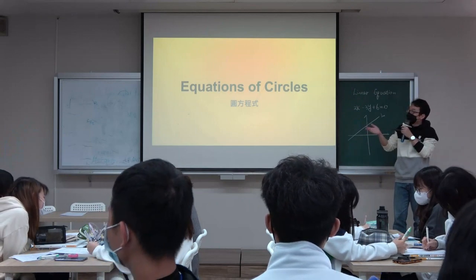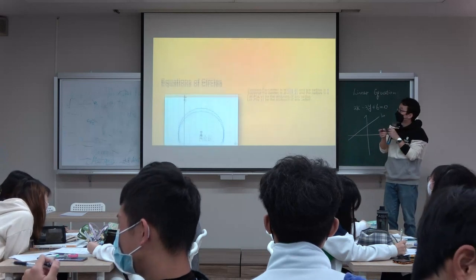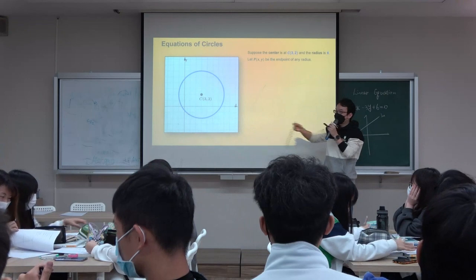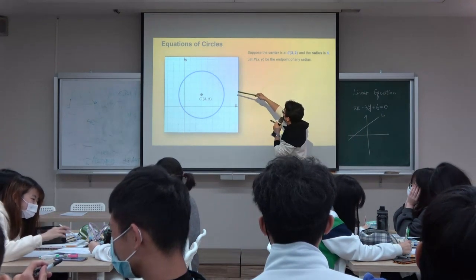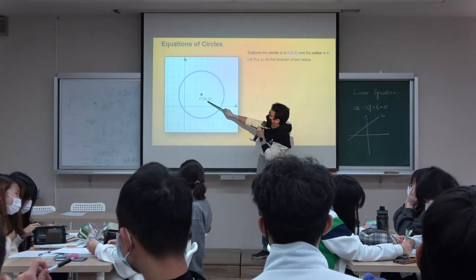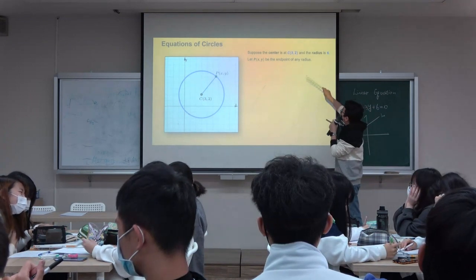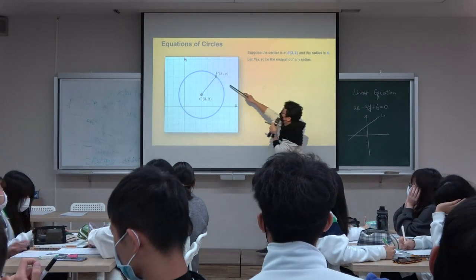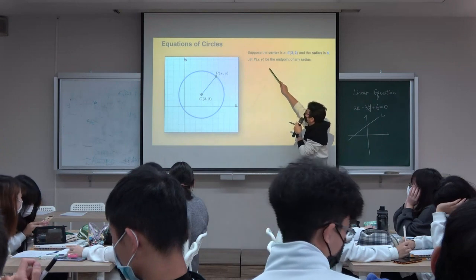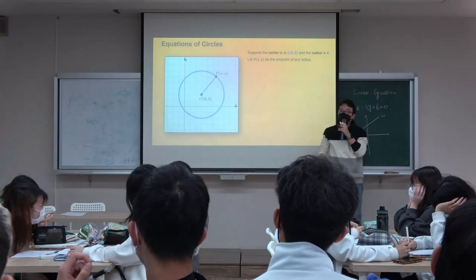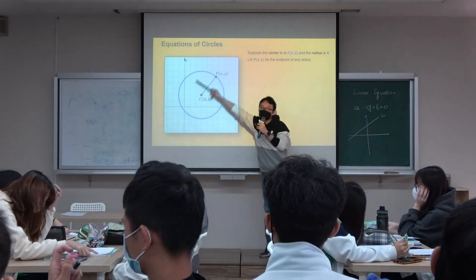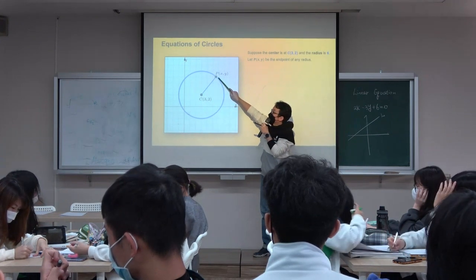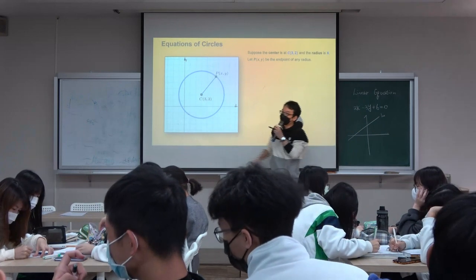We want to find the equations of circles. Okay. For example, here is a circle in the plane. Okay, and suppose the center is at C(3,2). Okay, and the radius is 4. And this circle with radius 4. And let P be the endpoint of any radius. That is P is on the circle, right? Because the radius has one endpoint at the center and another endpoint on the circle. Okay, that means the point P is on the circle.